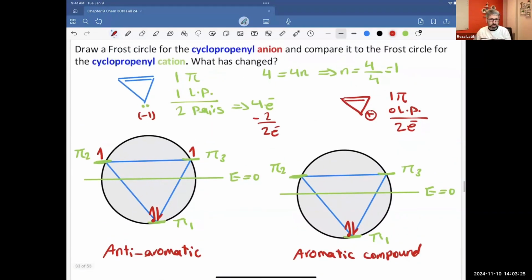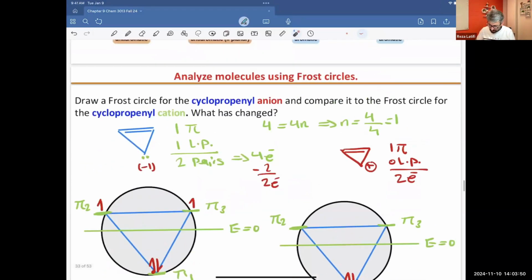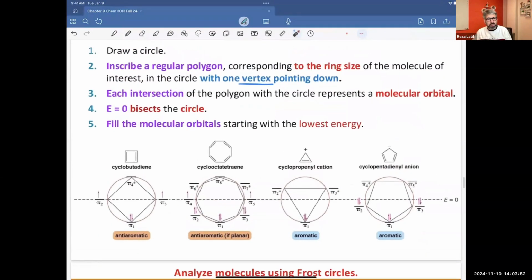Now, what if I put only 1 electron? If instead of giving 2 electrons or taking 2 electrons from the system, I just take 1, that means you will have a radical. And if you have a radical, for example, this electron will be gone. If you have only 1 electron inside that orbital, again, that system will be unstable. So it will be anti-aromatic. That means it will be a very reactive compound.